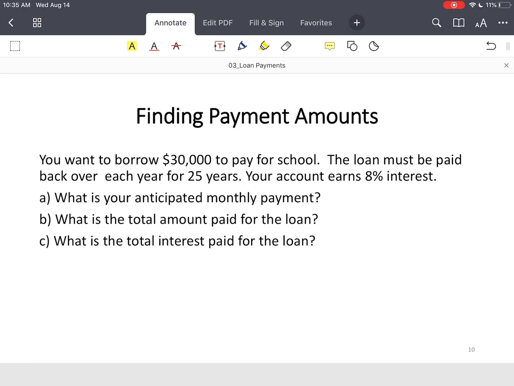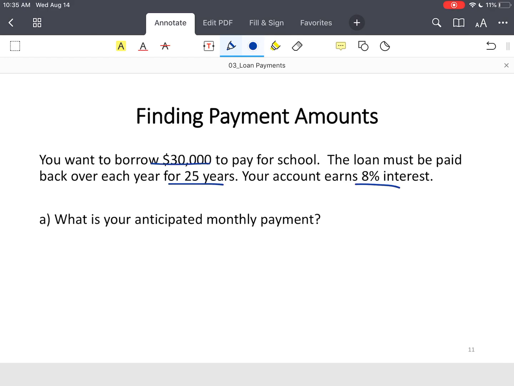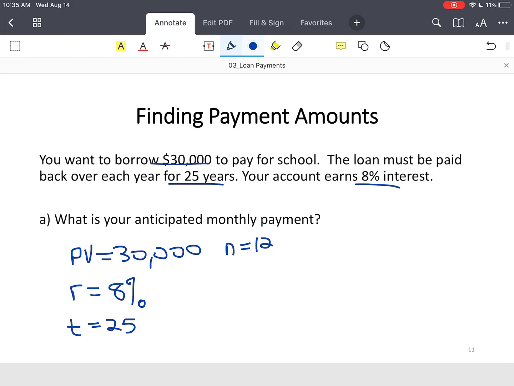All right, so let's do this first. Look at your variables. $30,000, 25 years. Interest rate is 8%. So what we're gonna find is present value. Let's always identify our variables. It's gonna help us in the long run. Interest rate, 8%. Time, 25 years, and then of course N is 12.